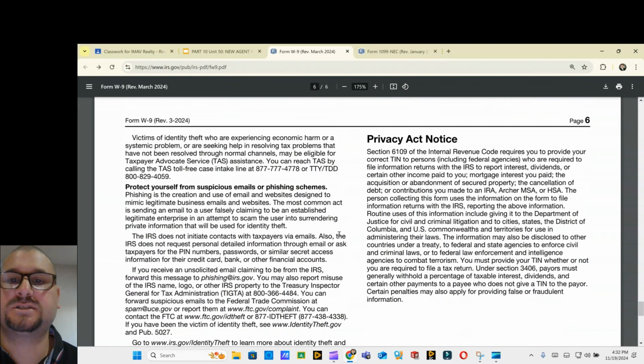Privacy Act Notice. Section 6109 of the Internal Revenue Code requires you to provide your correct TIN to persons, including federal agencies, who are required to file information returns with the IRS to report interest, dividends, or certain other income paid to you. So if you're an independent contractor, you're going to get a W-9 from your broker, and your broker needs that W-9 so they can file their taxes, and they will give you back a 1099-NEC at the end of the year.